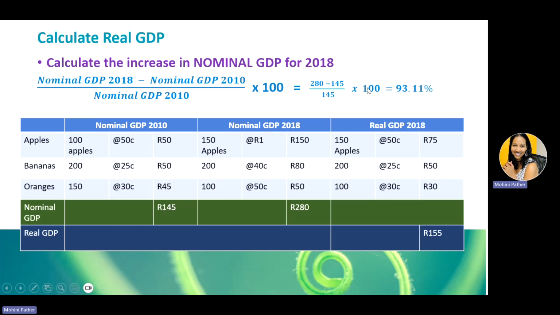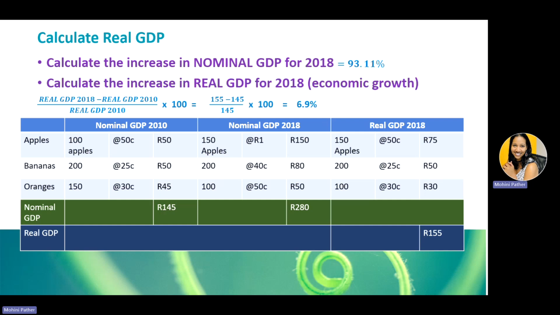And we've grown by 95%, 93% based on nominal GDP. But when we look at real GDP, we can see that here we're looking at 155 versus 145. And the difference between that is obviously much smaller than the difference between our nominal GDPs. And this gives us an accurate reflection of how our economic growth has actually gone. And it's much closer to 6.9% rather than saying that we've actually grown 93% in the last 8 years.